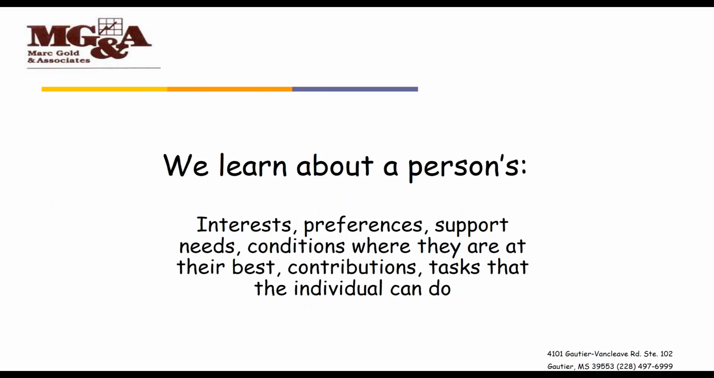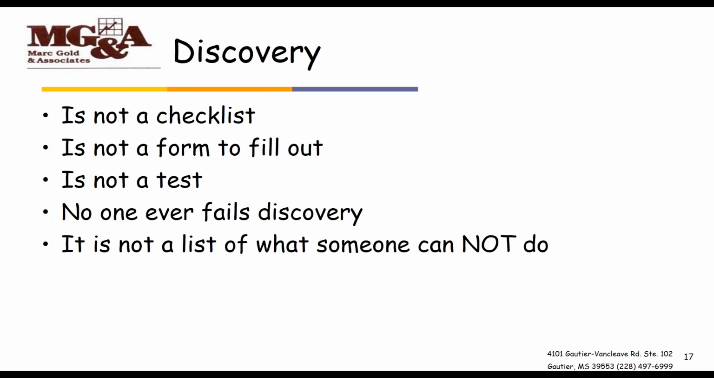Because for many of the students who need discovery, when we first start getting to know them, maybe they've just been referred to Voc Rehab, or maybe it's time to do the age-appropriate transition assessment, and we're trying to think about, okay, if we're thinking about community employment for this young person, I have no idea what they can do for an employer. This is the process that will assist you. And it's not a checklist. It's not a form to fill out.